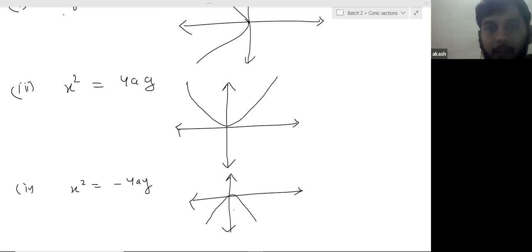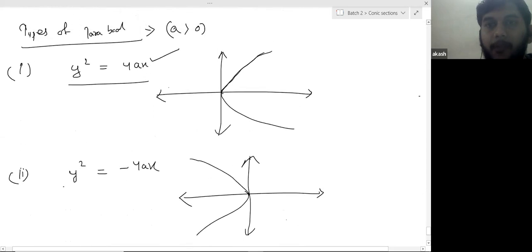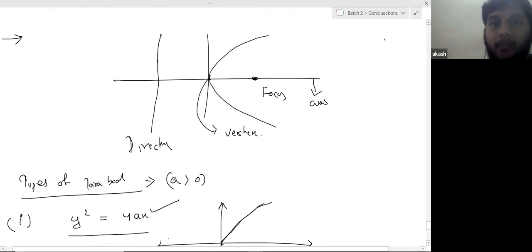All right, we have started parabola. Parabola is the set of all points which are equidistant from a fixed point and a fixed line. All the points here are at equal distance from a point and a line.